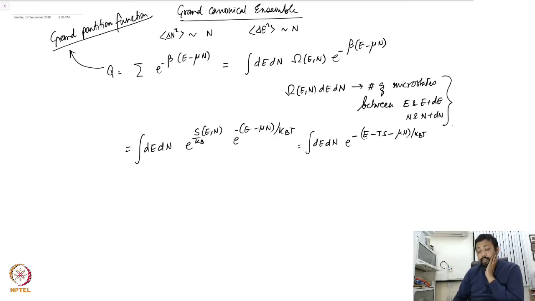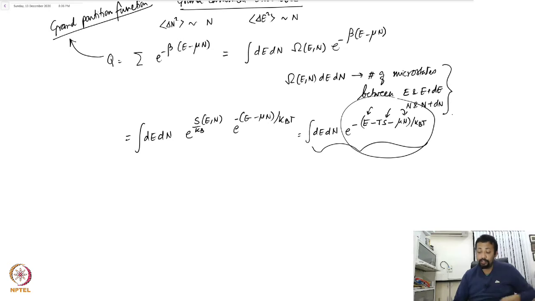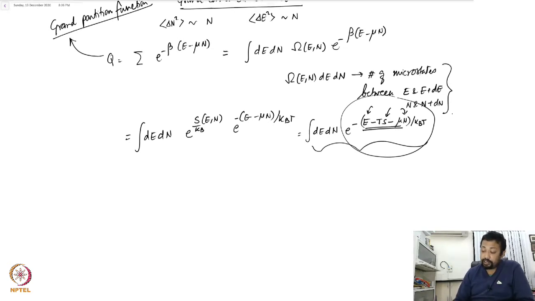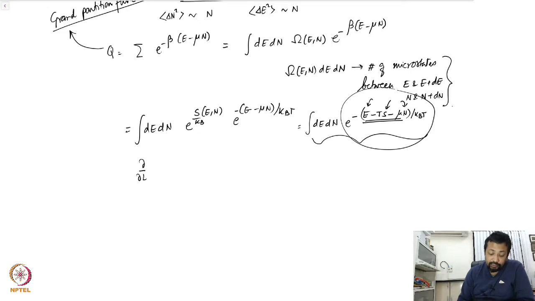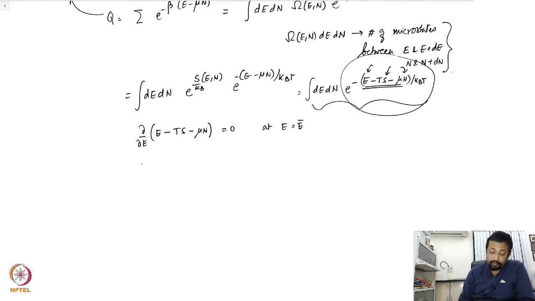Once again, you see that the internal energy E, the entropy S, and the particle number N are all extensive quantities, and therefore they scale as N, and therefore I can try to figure out this particular integral using a saddle point approximation, where I maximize the quantity in the argument of the exponential, which means I'll have del by del E of (E minus TS minus mu N) equal to 0 at E equal to E bar, and del by del N of (E minus TS minus mu N) equal to 0 at N equal to N bar.